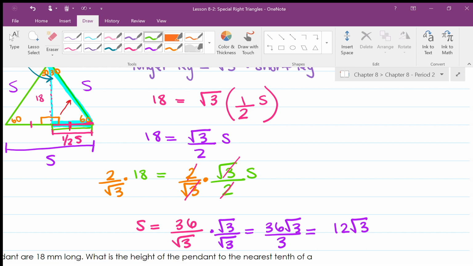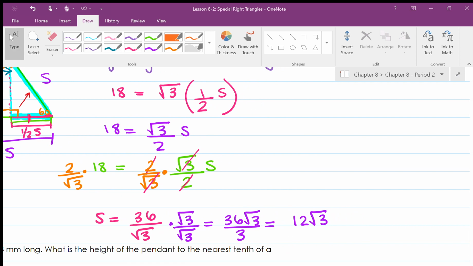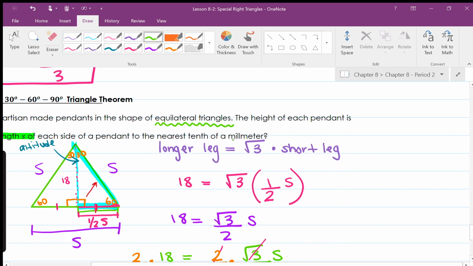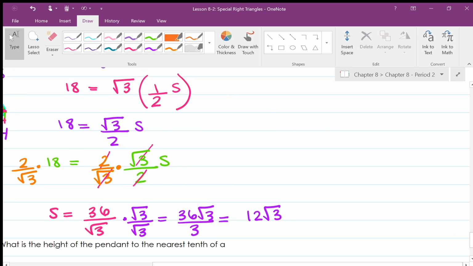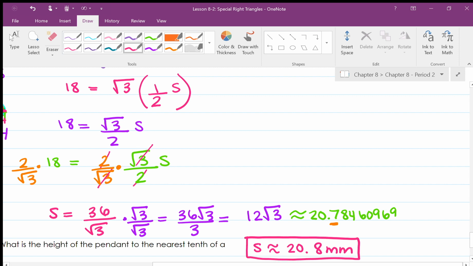But because we're dealing with a real world problem, it's asking to the nearest tenth of a millimeter. To the nearest tenth of a millimeter, what is this equal to? So when I put this in decimal form, I get 20.78460969, something like that. Round to the nearest 10th place, so you want to round it to this place. Okay, you should get S is approximately 20.8 millimeters. Okay, which is what I have as my solution.